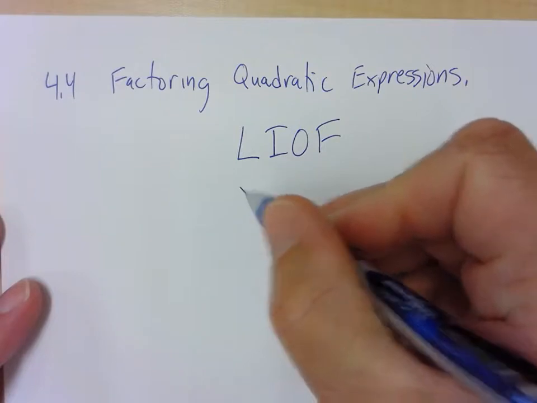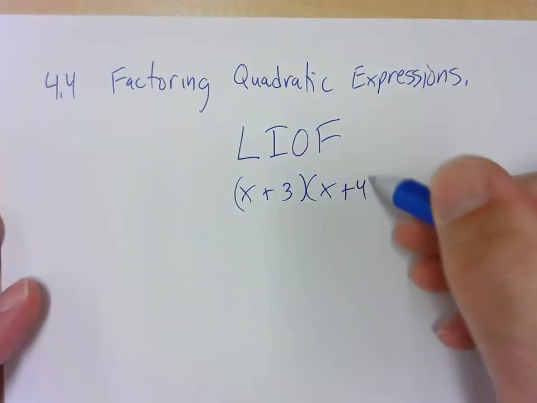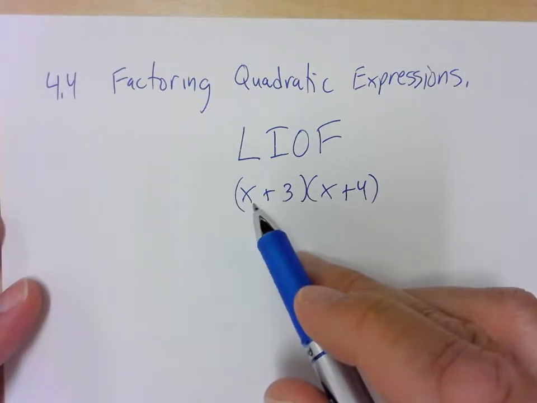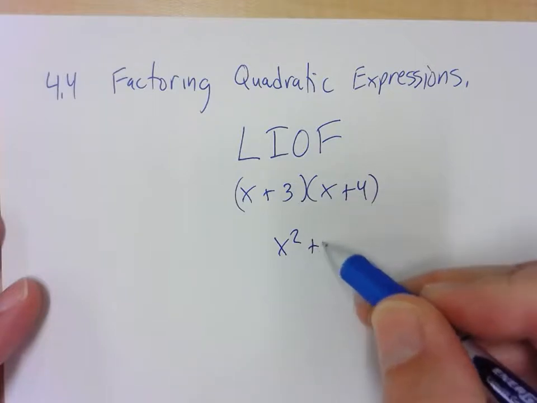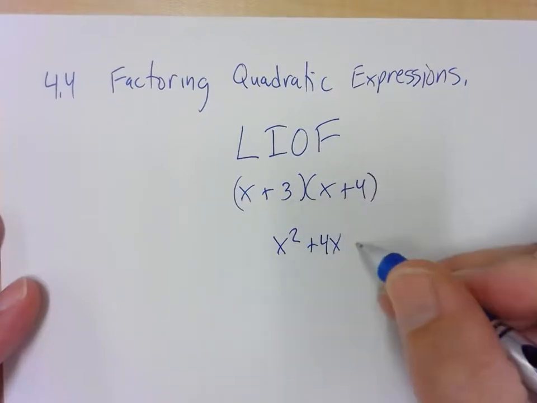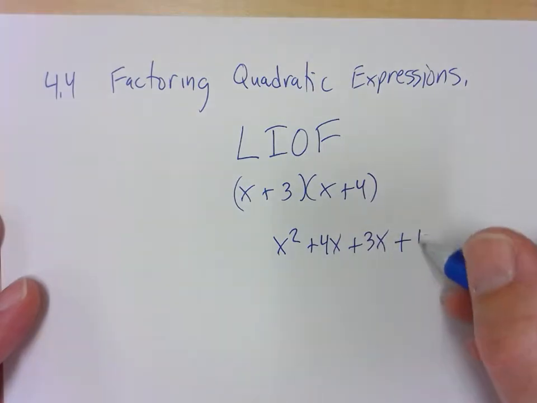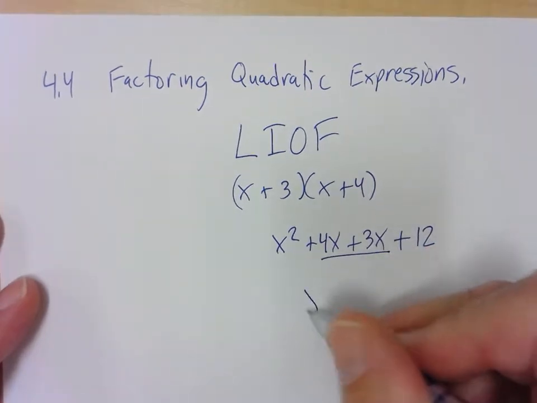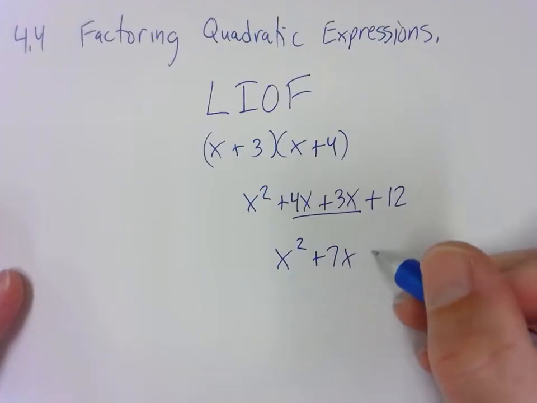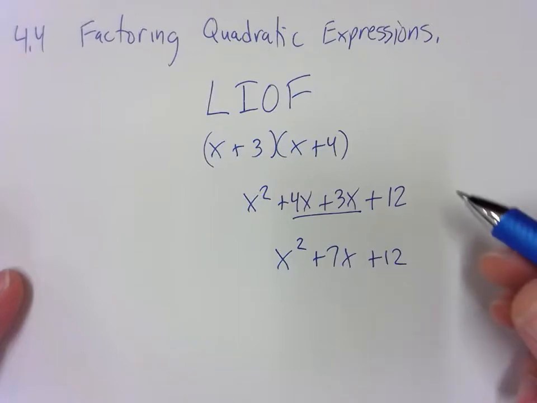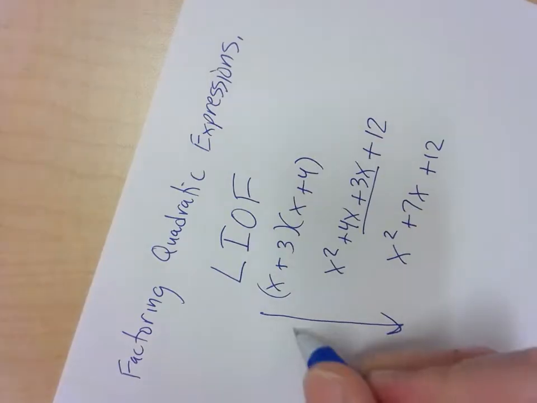So if I have x plus 3 times x plus 4, I FOIL this together to get x times x is x squared. This times this would be 4x, inside 3x, and this times this is 12. The middle terms go together and I get x squared plus 7x plus 12. So that's FOIL. So when I go this way, I am FOILing.